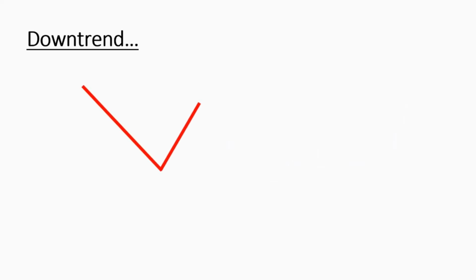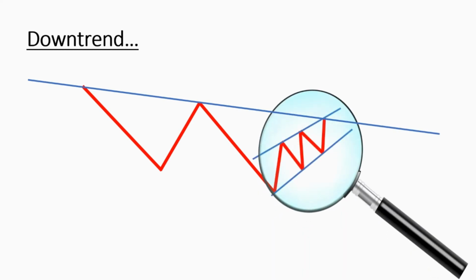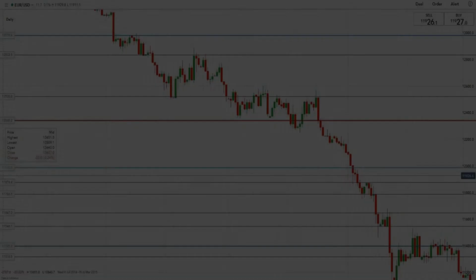If the market is in a downtrend, then I will look for a rising wedge to form in a retracement to the trend line. I will then look for price to break out of the support level to indicate the market is about to reverse and continue that downward move. Here's a downtrend in the Euro-US dollar.